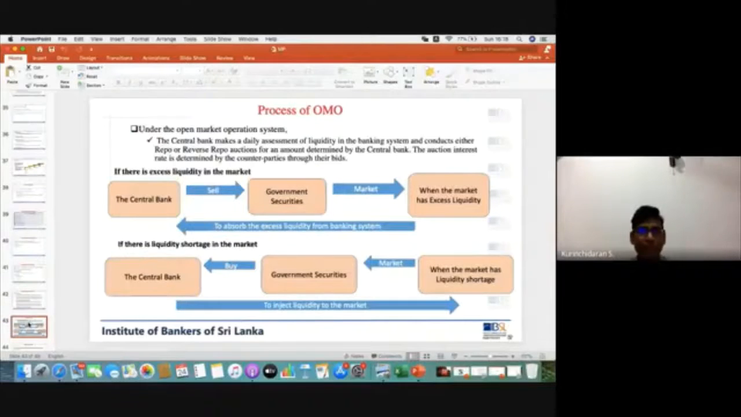So under open market operations, if the central bank feels there is excess liquidity in the market, the central bank sells government securities to the market and absorbs the excess liquidity from the banking system. On the other hand, if there is a liquidity shortage in the market, the central bank buys government securities from the market and injects new liquidity into the market. So this is the process of OMO.